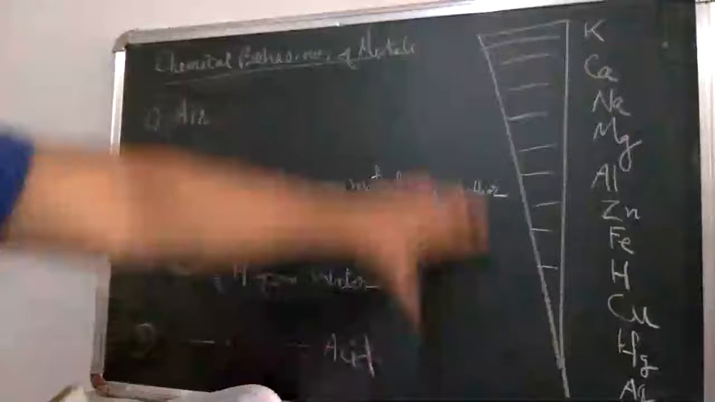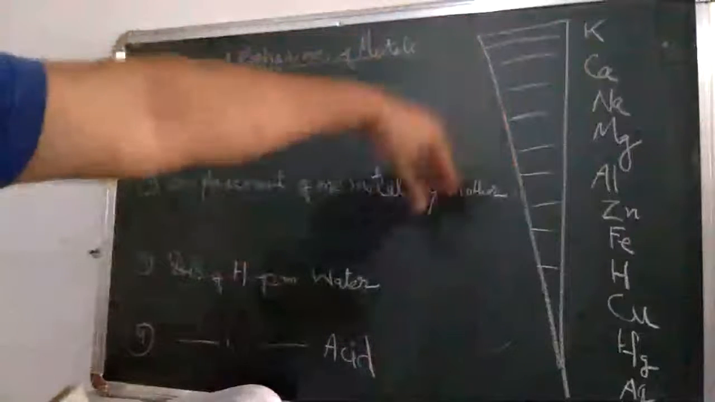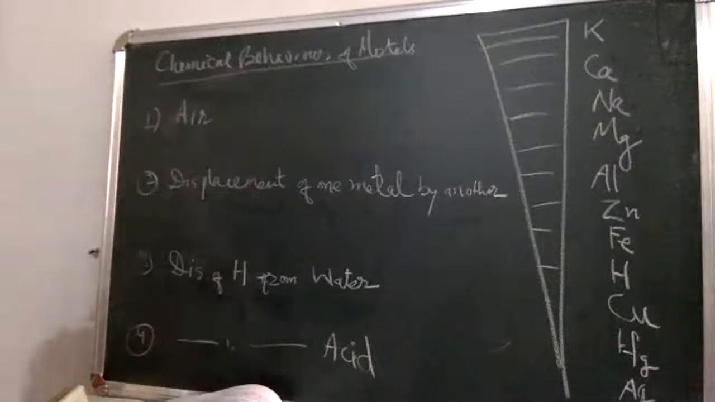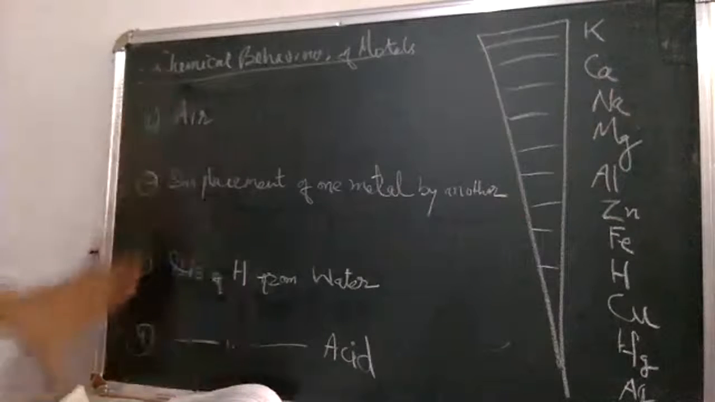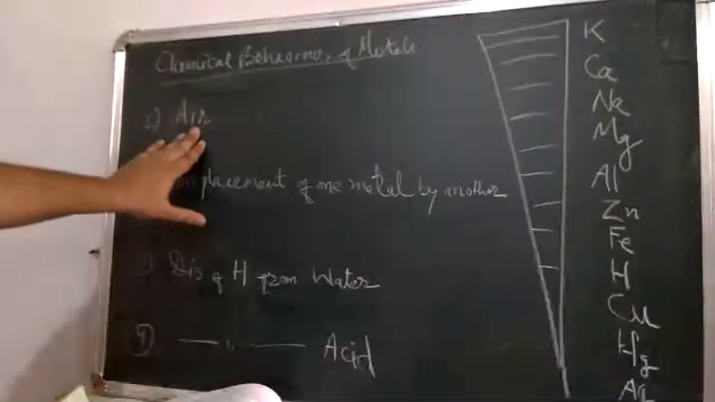That is very important, and I will recommend you to remember this order, because with this simple list only, we'll discuss all this chemical behavior. So let us discuss a few things. We'll discuss 4 points. First, what will happen when we take the metal into the air?